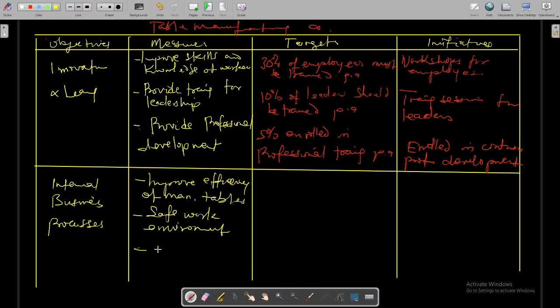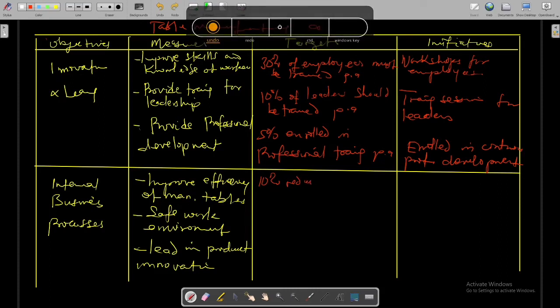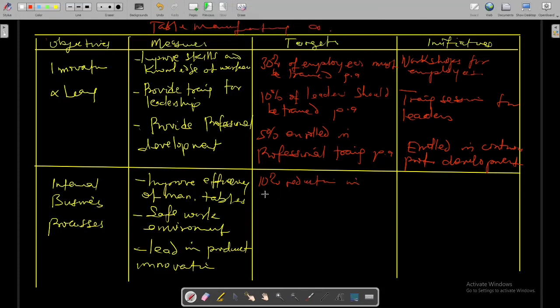The next objective that we can set is to lead in product innovation. Let's go to the targets. Now here we can say that there must be 10% reduction in waste, spoilage, etc. of tables.